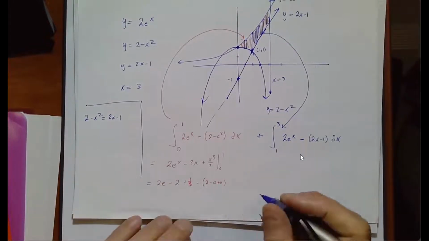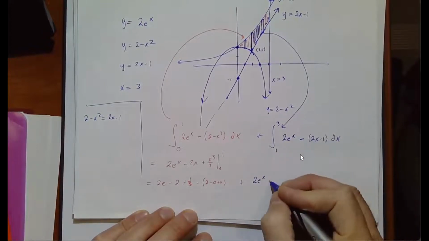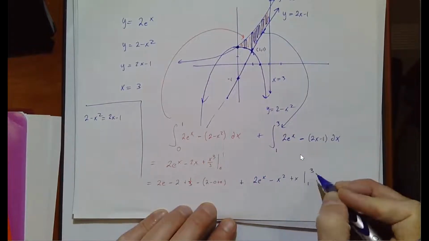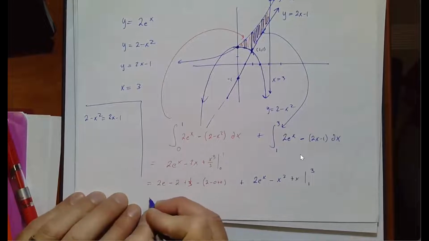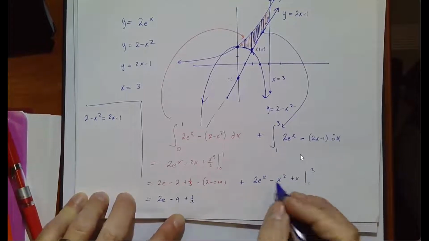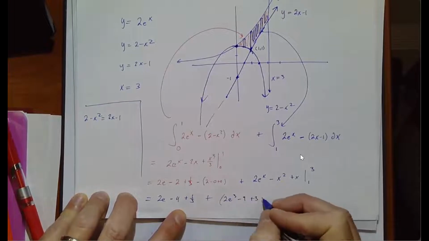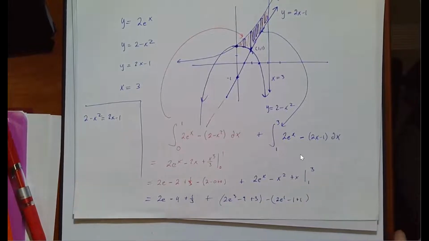So if we do this part over here, we get the integral of 2e to the x again, which is 2e to the x, minus the integral of 2x, which is minus x squared, plus the integral of 1, which is plus x, from 1 to 3. Sorry, I got carried away over here. So I get 2e minus 2 is minus 4 plus 1/3. And then plugging in 3, 2e to the 3rd minus 9 plus 3. And then minus plugging in 1, 2e to the 1 minus 1 plus 1. So do whatever works best for you. I have strong opinions about decimal approximations, but that's fine.